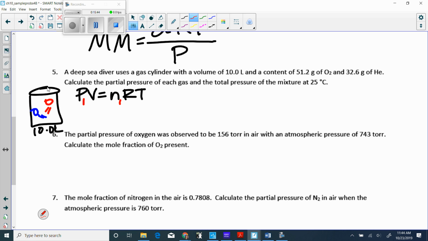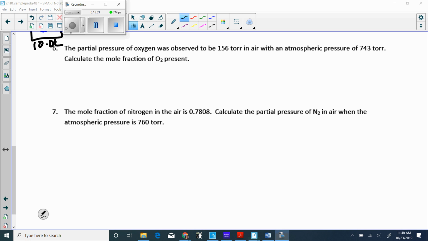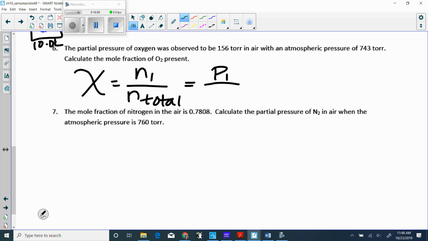You don't have moles, but you can easily get to moles. You're at grams. So divide by molar masses and then plug in. Mole fraction is your partial moles over your total moles. This is like what we were just saying. The amount of stuff will give us our pressure. There are no units to this. It's just like a percentage.